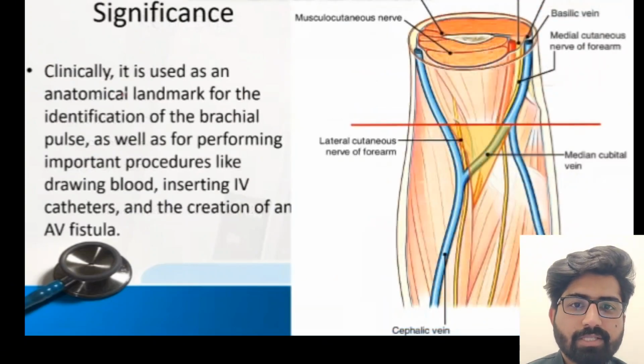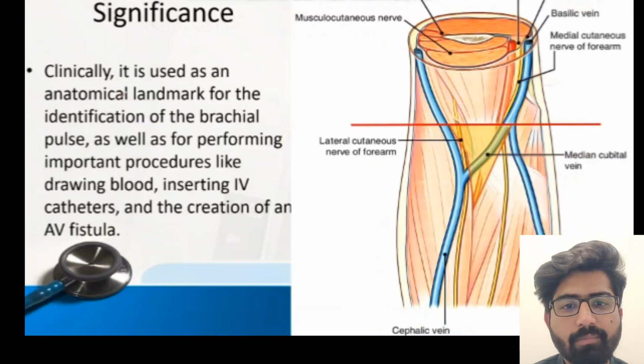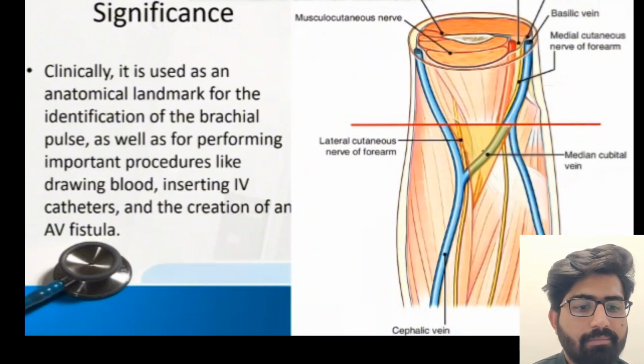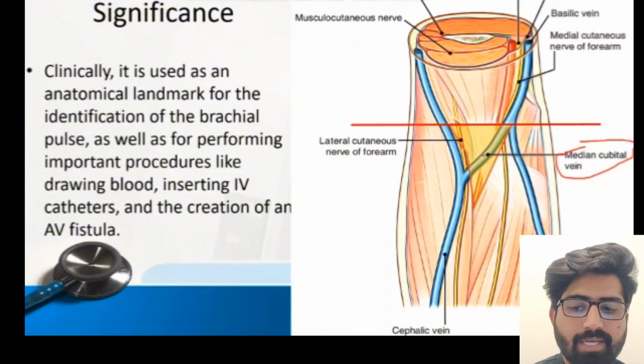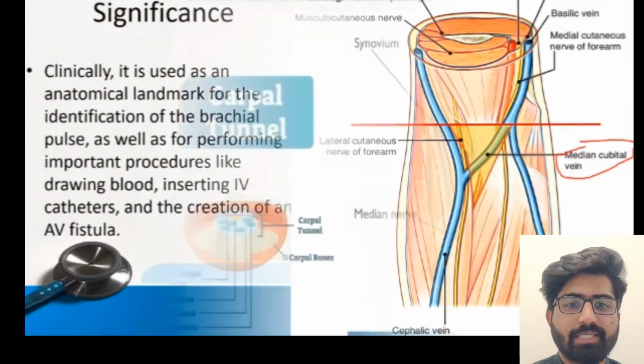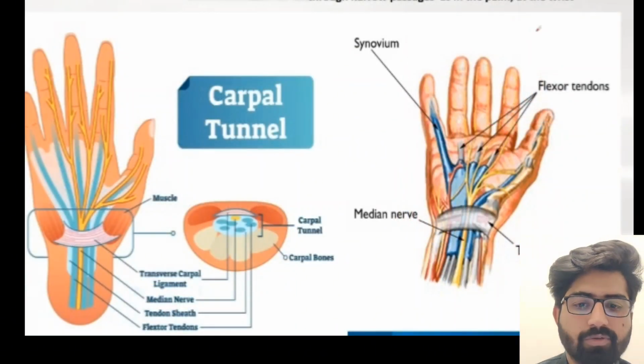The significance of the cubital fossa is that it is used as an anatomical landmark for the identification of the brachial pulse, as well as for performing important procedures like drawing blood, inserting IV catheters, and creation of an AV fistula. You can see in the diagram that the median cubital vein is shown in the region of the cubital fossa, which is used for drawing blood as well as inserting IV catheters. Another structure is also shown in this diagram that is not significant for the cubital fossa.